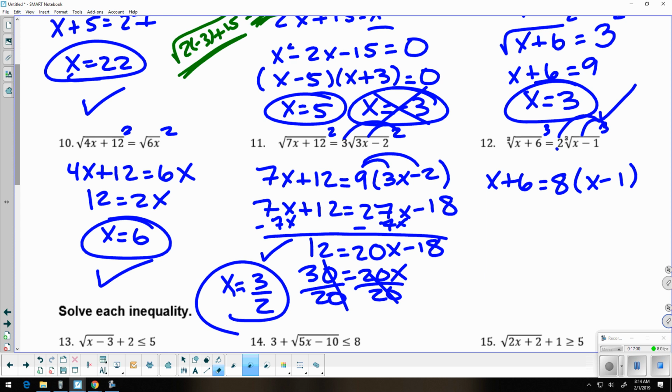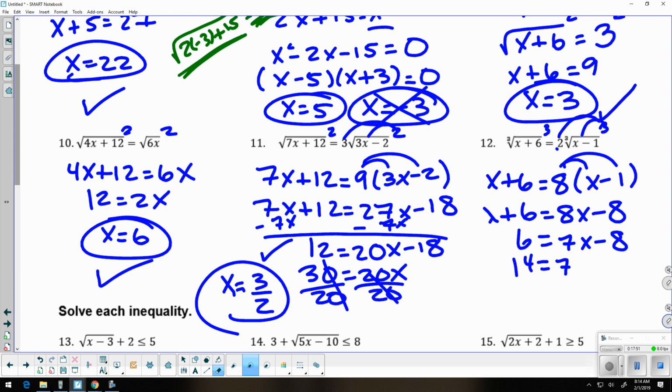So it was 2 times the cubic root, now it's going to be 8 times just the radicand, the stuff that was underneath the cubic root. Distribute 8 to both terms, so you'd have x plus 6 equals 8x minus 8. And now solving for x, if I subtract 1x, that'd be 7x. So 6 equals 7x minus 8. Add 8 to both sides, 14 equals 7x. Divide both sides by 7, x equals 2.